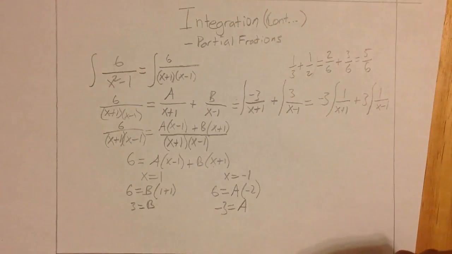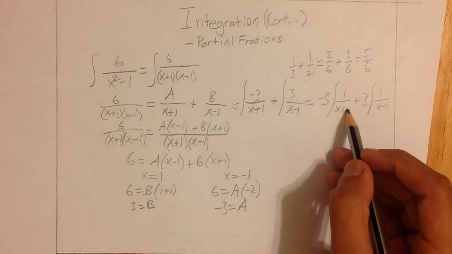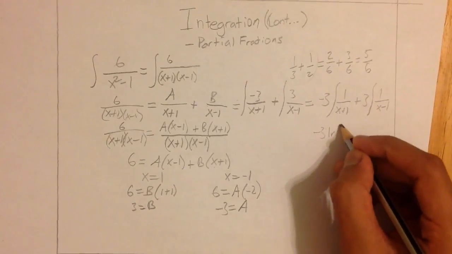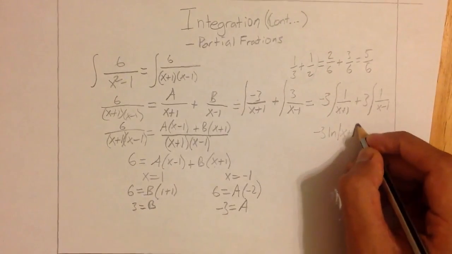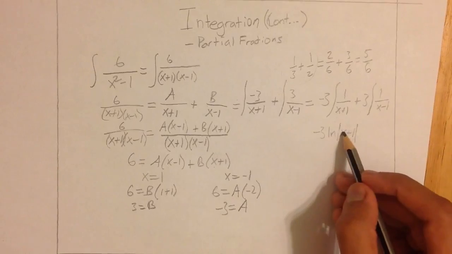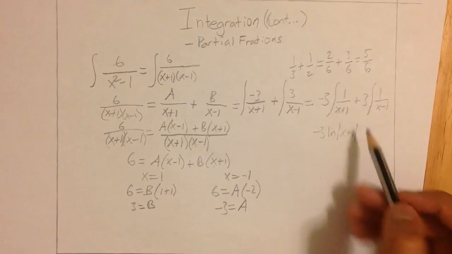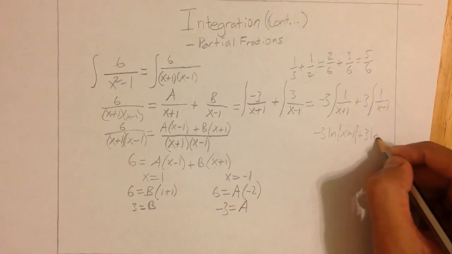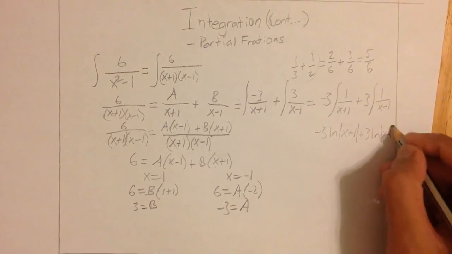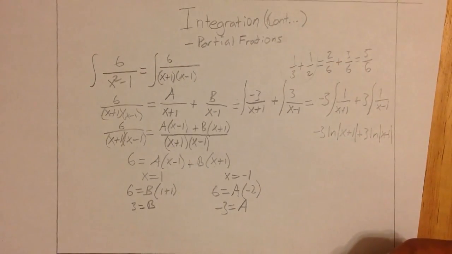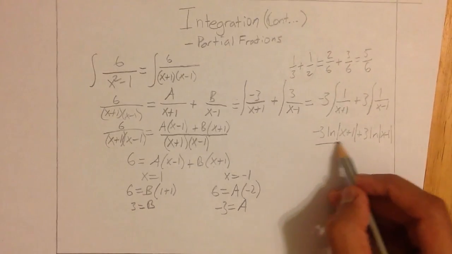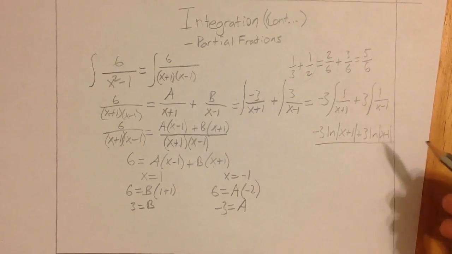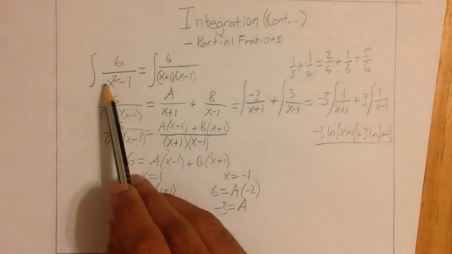Now using the intuition method, we know that the integral of 1 over x plus 1 is the same thing as ln of x plus 1, because the derivative of ln of x plus 1 is 1 over x plus 1. So we can add this to 3 ln of x minus 1. So this is our answer: negative 3 ln of x plus 1 plus 3 ln of x minus 1 for the integral of 6 over x squared minus 1.